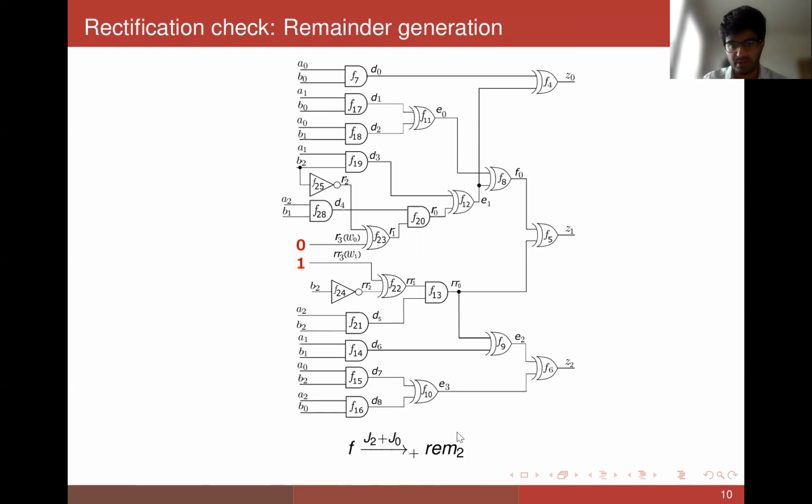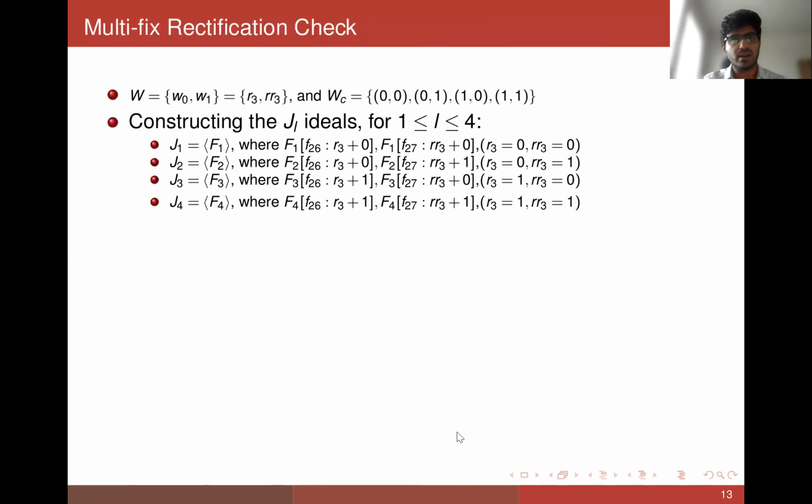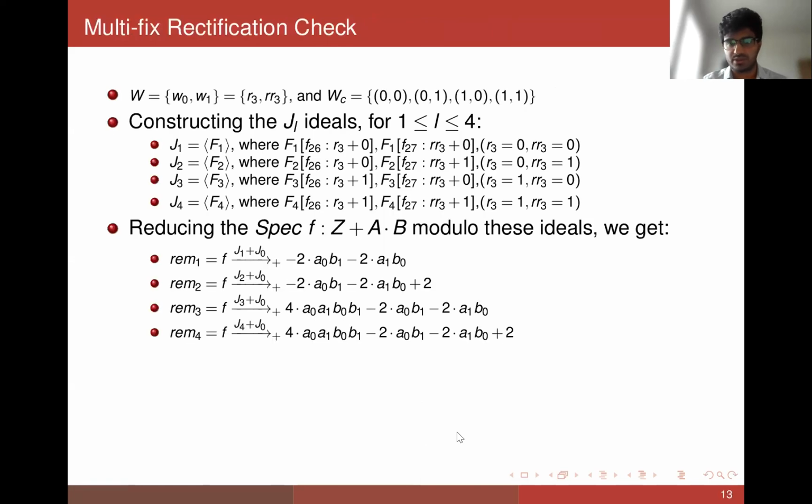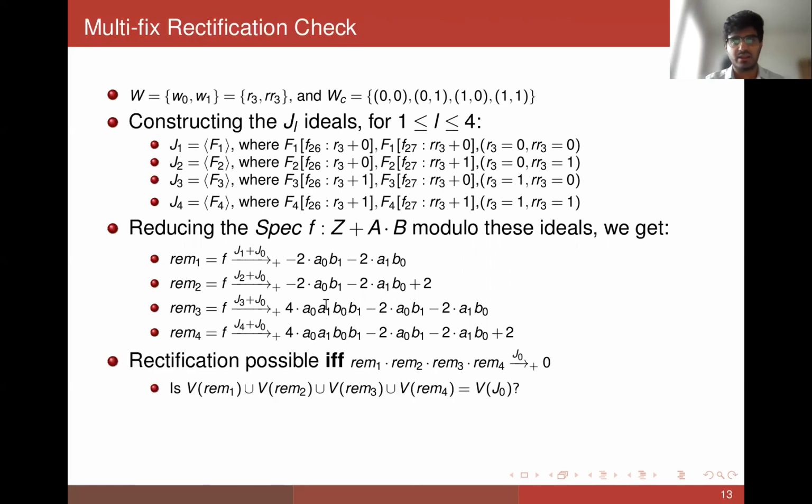Similarly, we obtain multiple other remainders where we assign these two nets 0, 1, 1, 0, and 1, 1. And we get REM2, REM3, and REM4 respectively. This is what the equations look like mathematically. As you can see here, in REM1, REM2, REM3, and REM4, we get a remainder in terms of primary inputs with some integer coefficients.